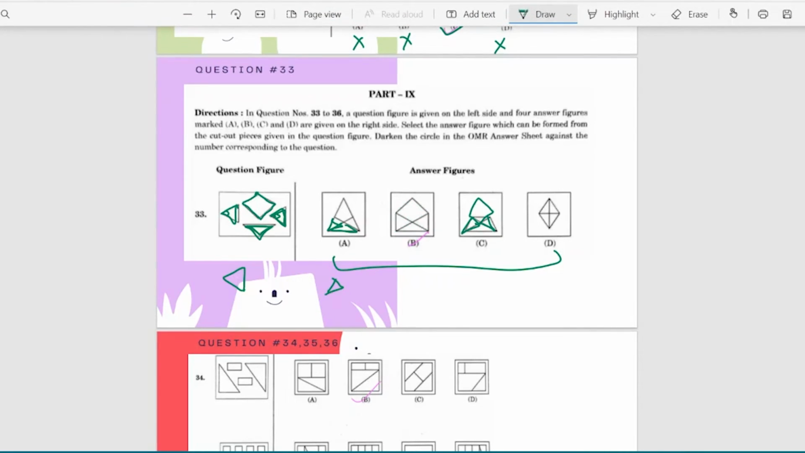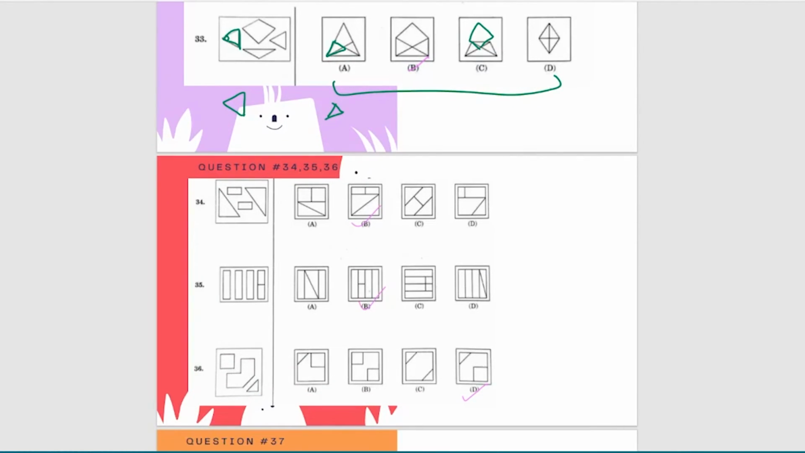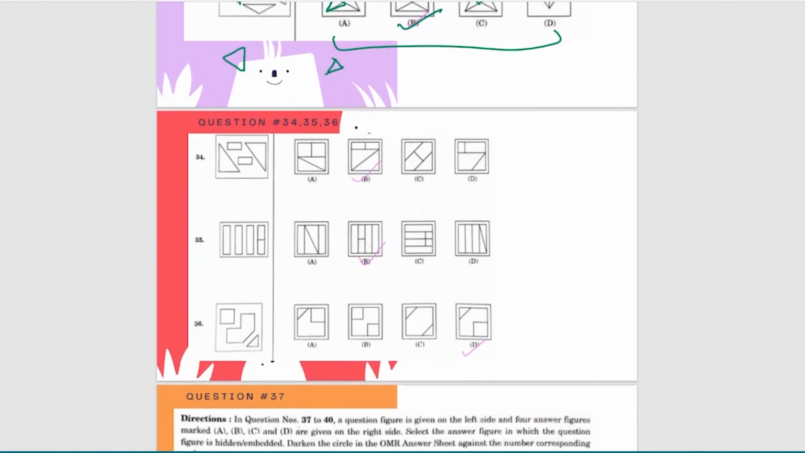And these you can see, no, we have been given triangles which look like this, and these have triangles which look like this, and D is also not correct. So the correct answer was B. Now let's look at question number 34.